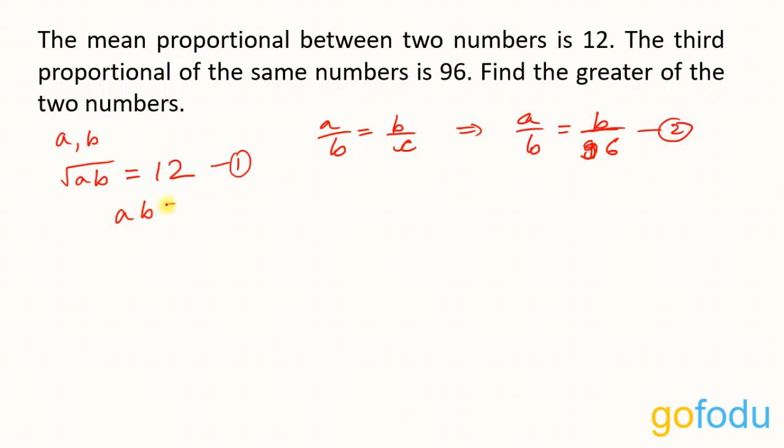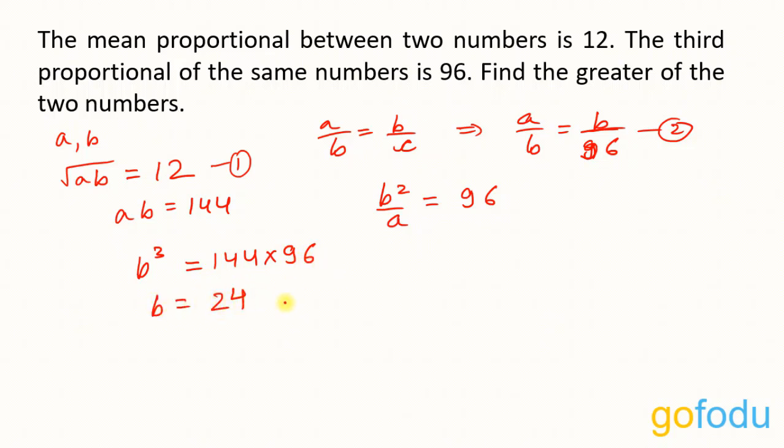Here we have AB as 144. From here we have B square upon A is equal to 96. Multiply this equation with this equation. Multiply the left hand sides. A and A will get cancelled. We have B cube is equal to 144 into 96. B will come out to be 24.